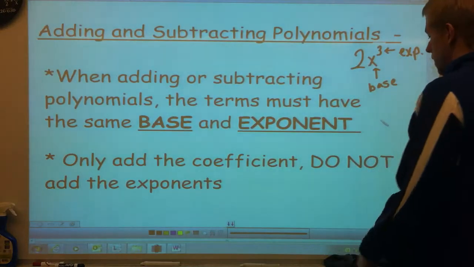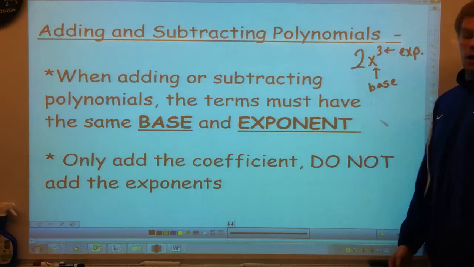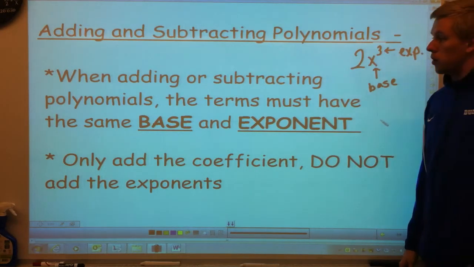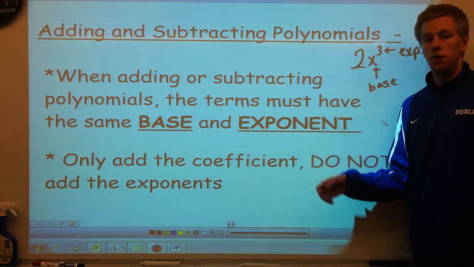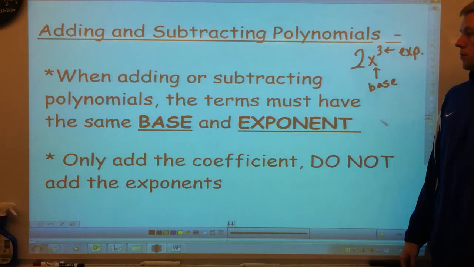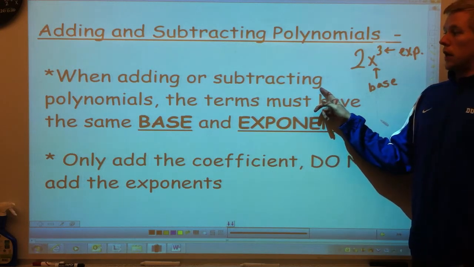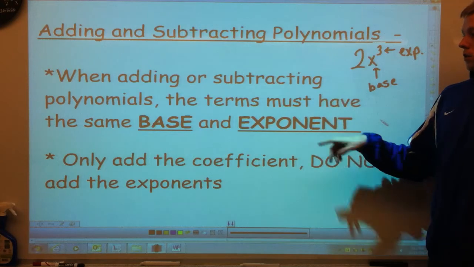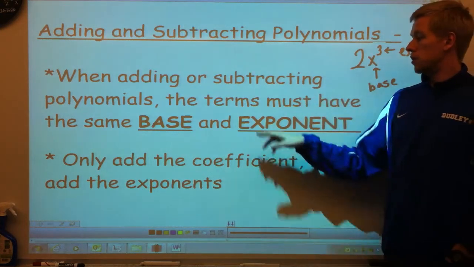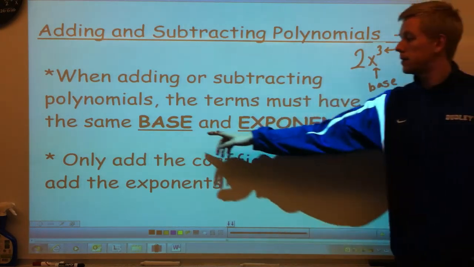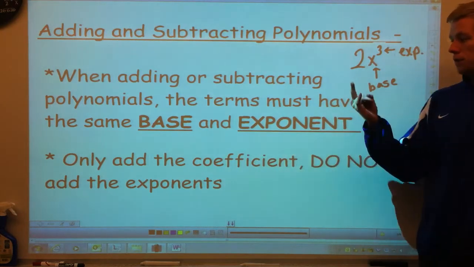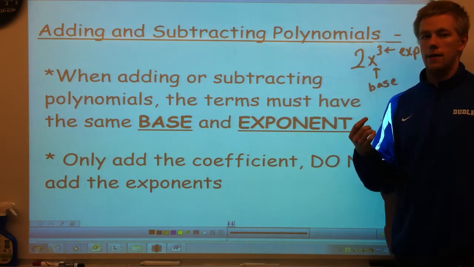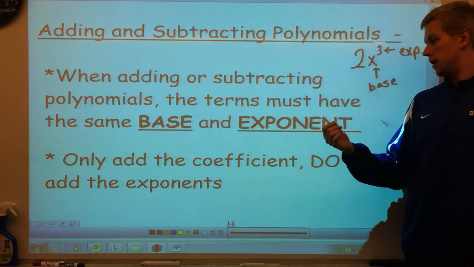Alright, today we're going to be talking about adding and subtracting polynomials. We've already done some work with this. This is just a review, a refresher to help you out. One of the rules when adding or subtracting polynomials is that the terms must have the same base and exponent. Those are two very important things. You can't add things that have different bases and different exponents.